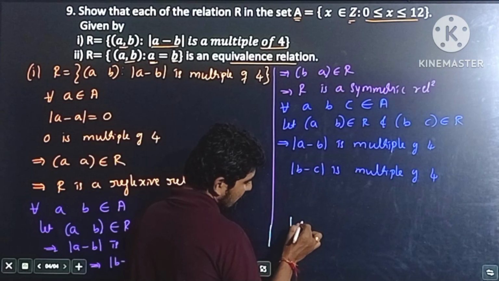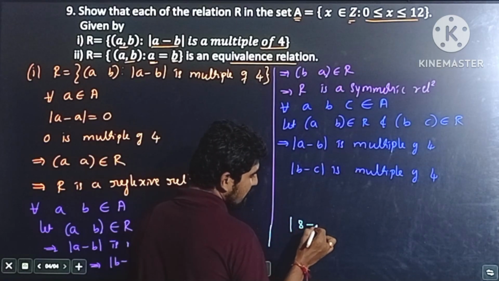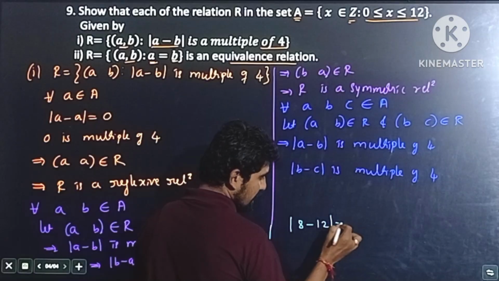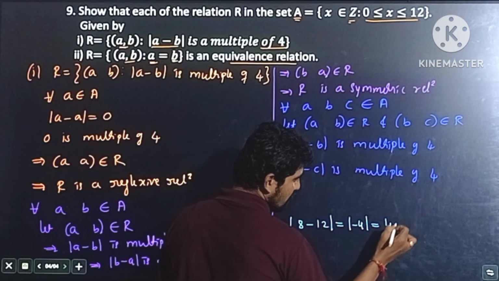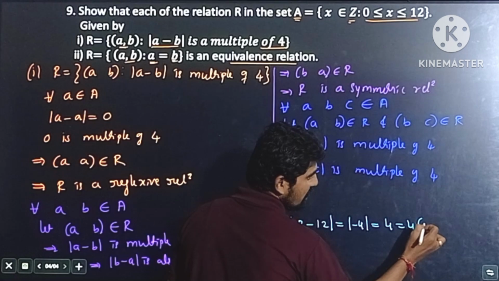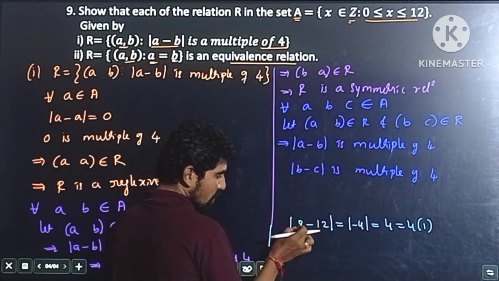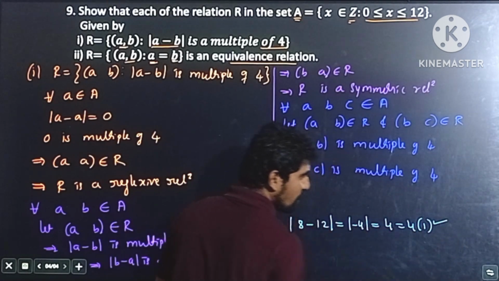So observe here, if modulus of 8 minus 12 is equal to modulus of minus 4, which is equal to plus 4, and 4 can be written as 4 into 1, it means modulus of 8 minus 12 is a multiple of 4.